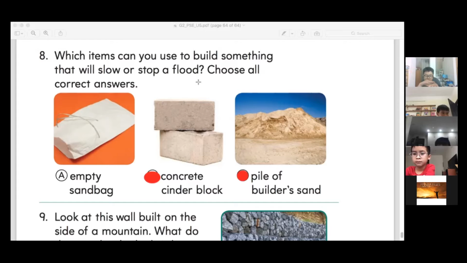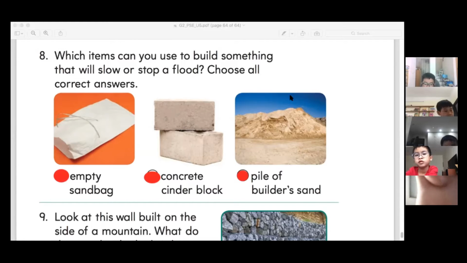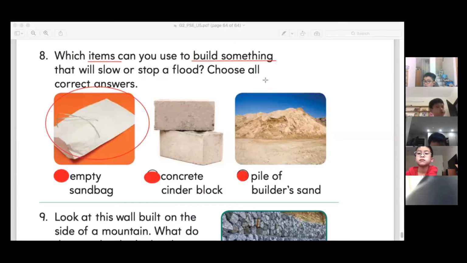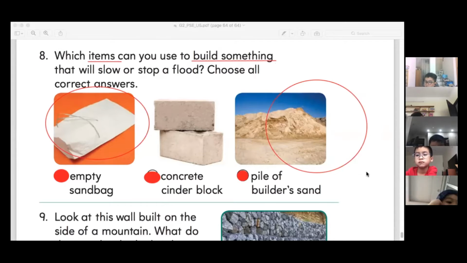You make a hill, but the water could just wash the sand away, right? I know. An empty sandbag. Yes, we need this one too, right? Good job, Cherry. We need to put the sand in the empty sandbag. And then we can make a wall with this block. So we can use all of these items to build something. We can put them all together. The sandbag and the sand by themselves are not that good, but we can use them to build something that is good.